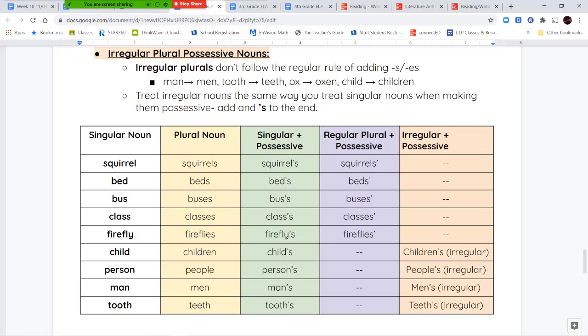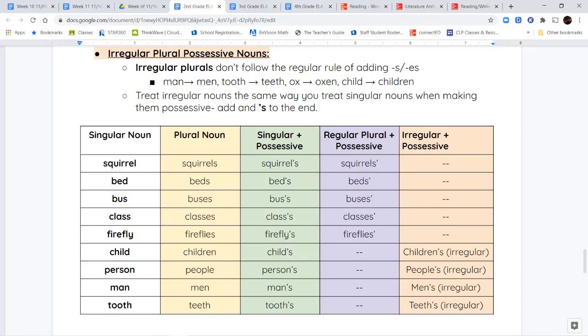So child, the plural becomes children. But if I'm talking about one child and a toy that belongs to that one child, I'm going to say the child's toy. So child apostrophe S, child's toy. But since it's an irregular plural, I'm going to say the children's toys. So children apostrophe S, right? Because if it's an irregular plural, we're going to treat it the same way we treat the singular nouns.